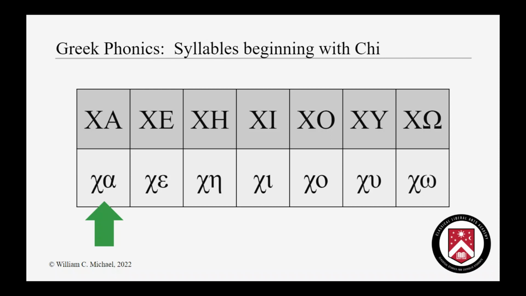Now syllables beginning with chi. Ka, ke, ki, ko, ku, ko.